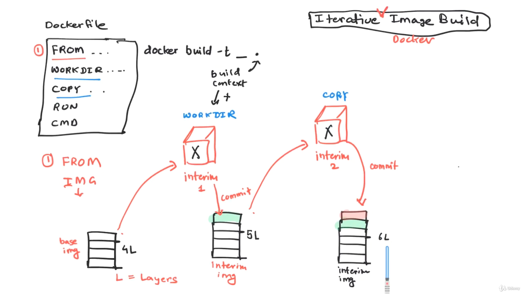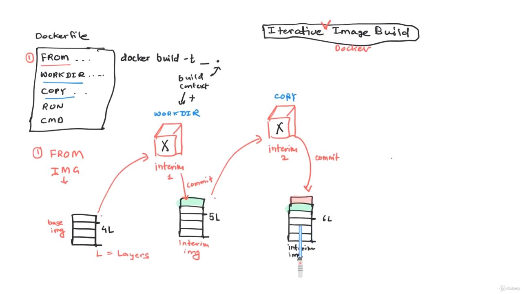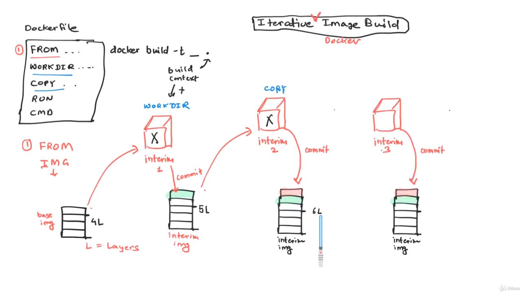And this is the process which keeps on iterating. So now after this copy, there would be the turn of the run instruction. And then for the run instruction, again an intermediate container number 3 would be created. The run instruction would be executed inside that, and that container would then be committed into a new image that is gonna be another interim image with the 7 layers.